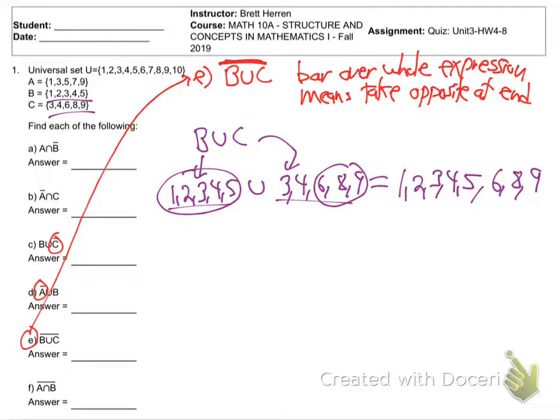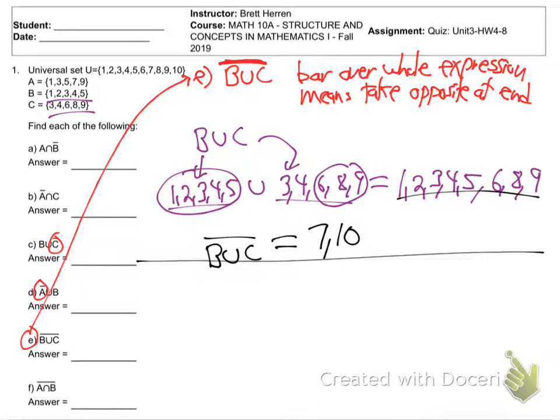And now we're supposed to do the opposite of that. B union C, opposite. So the opposite of this, what's not there, let me see, 1, 2, 3, 4, 5, 6, 7's not there, 8, 9, and 10's not there. There we go. So this is 7 and 10.